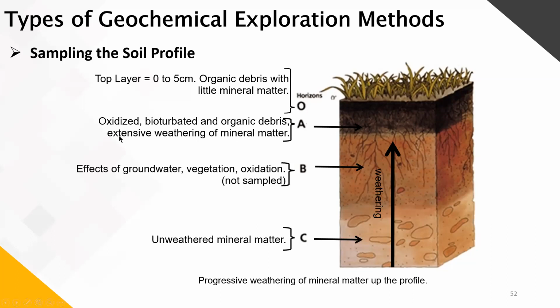And then you have the A, which is your oxidized, bioturbated, and organic debris, followed by the B, which is the one prospectors are looking for, affected also by groundwater, vegetation, so the roots, and oxidation. Finally, we have unweathered mineral matter, which is the C.